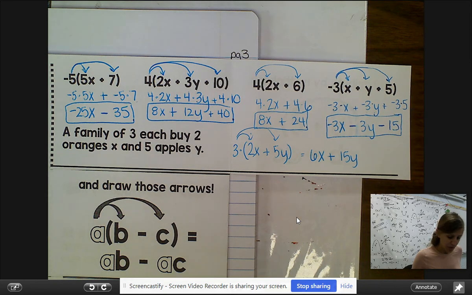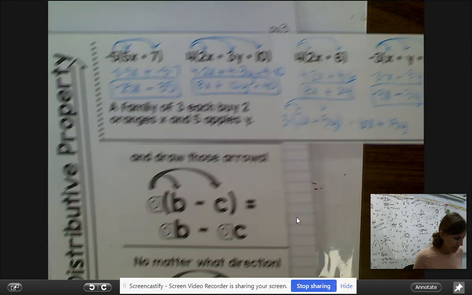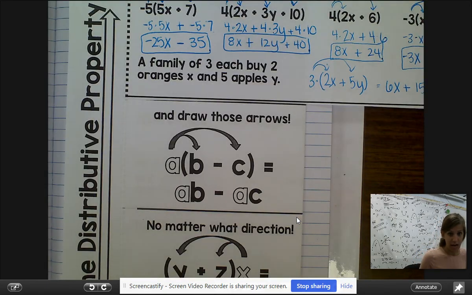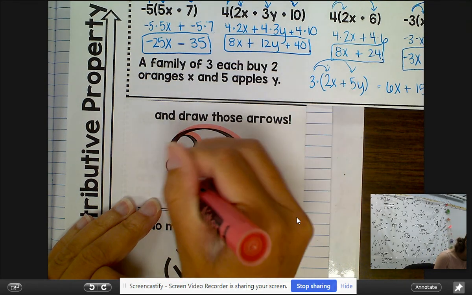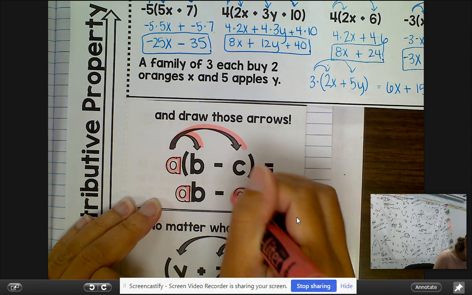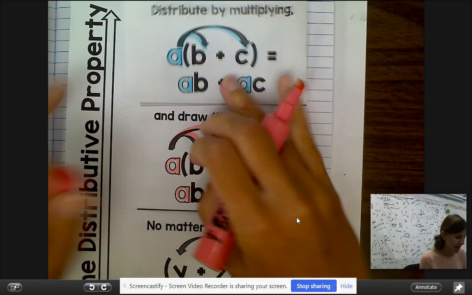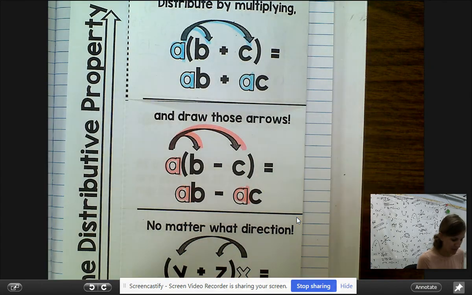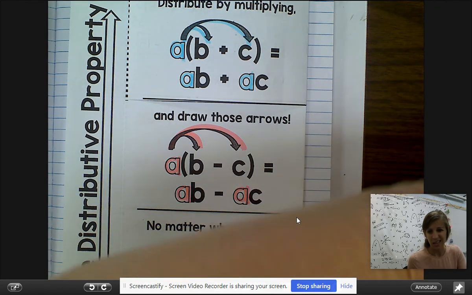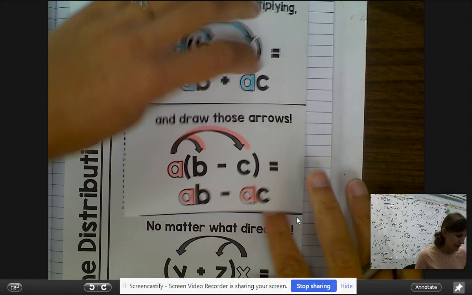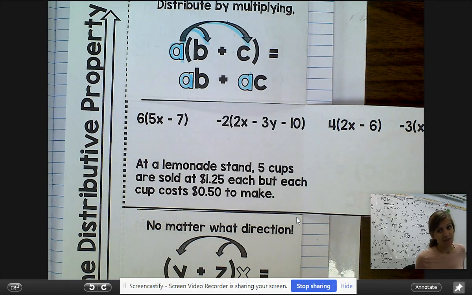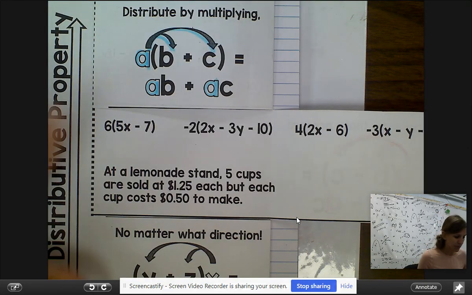Okay, so the distributive property works even when I have subtraction in between. So we're still just going to draw those arrows. The only difference now, because this looks basically the same, is that instead of a plus sign in between, we have a subtraction sign in between. We just really need to be a little bit more careful because subtraction can sometimes be scary, or multiplying by negatives can sometimes be scary.